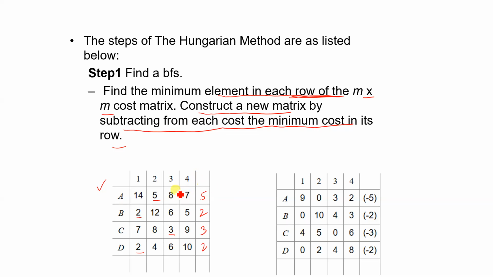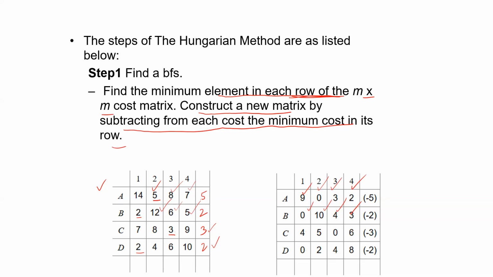So let's see what happens if we do that. This is the resulting matrix. 14 minus 5 is 9. 5 minus 5 is 0. 8 minus 5 is 3. 7 minus 5 is 2. Similarly, 2 minus 2 is 0. 12 minus 2 is 10. And 6 minus 2 is 4. 5 minus 2 is 3. And 7 minus 3, this is the least element, so 7 minus 3 is 4, 8 minus 3 is 5, 3 minus 3 is 0, 9 minus 3 is 6. So in this case we are going to subtract 2 from each of the elements in this row. So we have 0, 2, 4, 8.